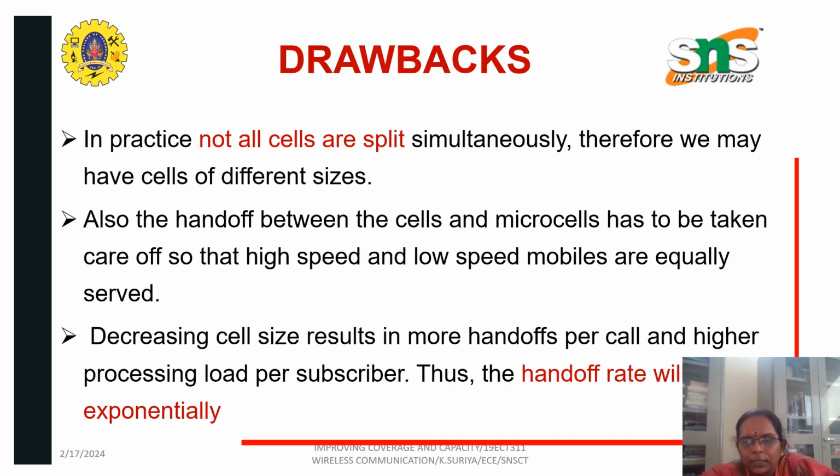The drawbacks here are you'll be having different cell sizes. So there will be high speed and low speed users. Because of this small cell size, more handoffs will be needed and the handoff rate will increase. Also the handoff between the cells and the microcells has to be taken care of here. This is the main disadvantage of cell splitting.